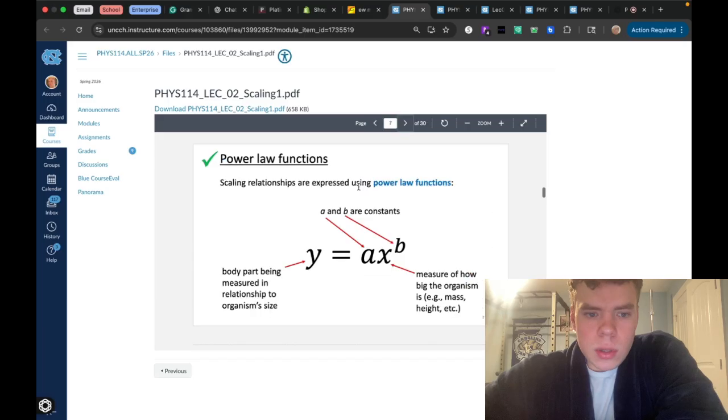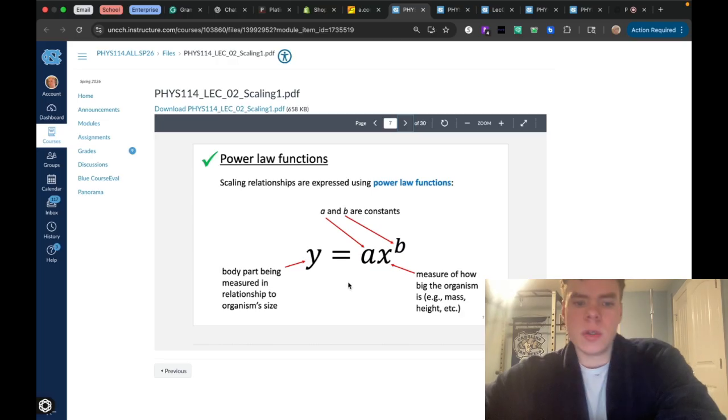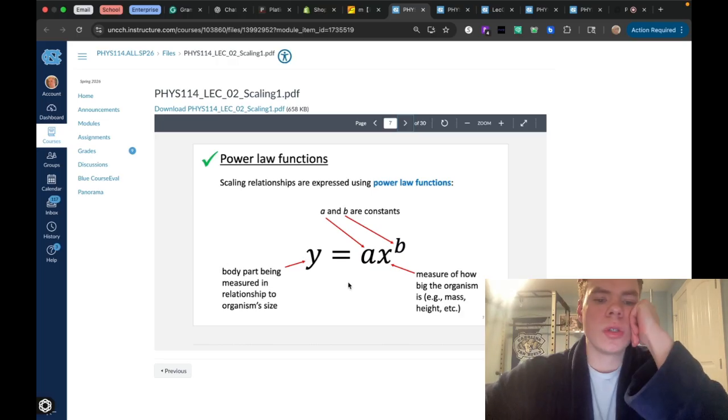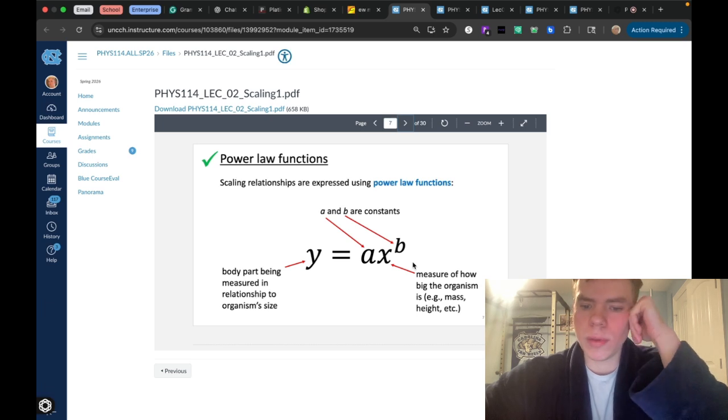All right, power law functions. Scaling relationships are expressed using power law functions, meaning that a and b are constants. So y equals a x to the b. Y would be the body part being measured in relationship to organism size. A and b are the constants. X is the measure of how big the organism is: mass, height, weight. So okay.